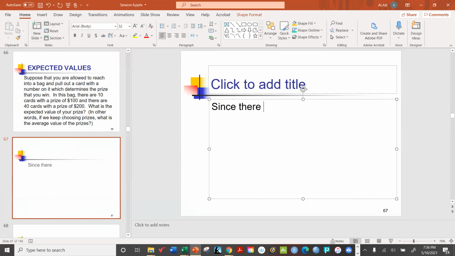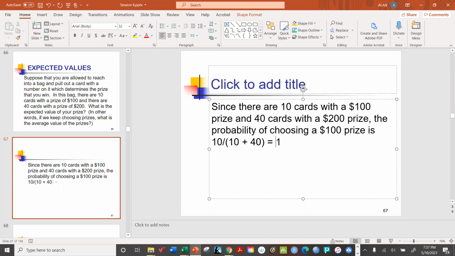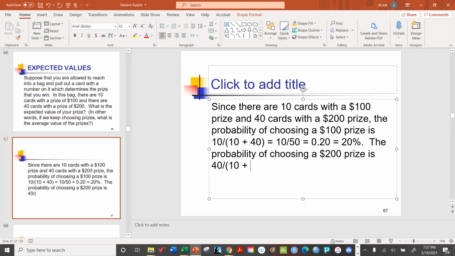Since there are 10 cards with a $100 prize and 40 cards with a $200 prize, the probability of choosing a $100 prize is 10 out of 50. Actually, it's 10 out of 10 plus 40. 10 out of 50, which is 20%. The probability of choosing a $200 prize is 40 out of 50, or 80%.